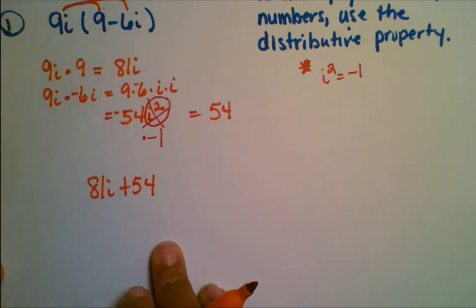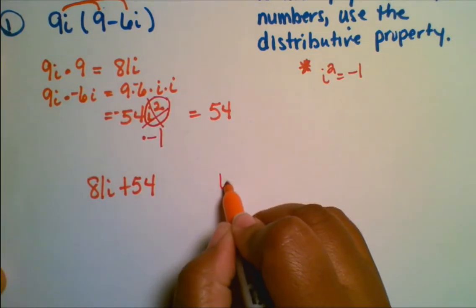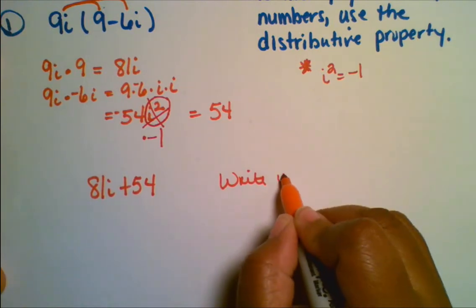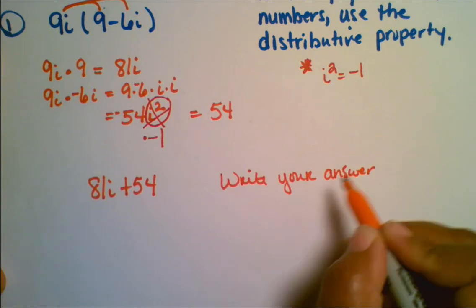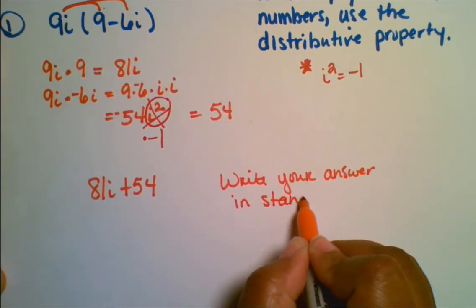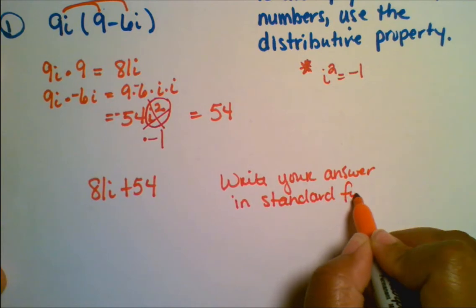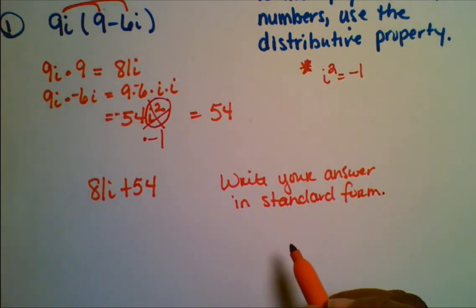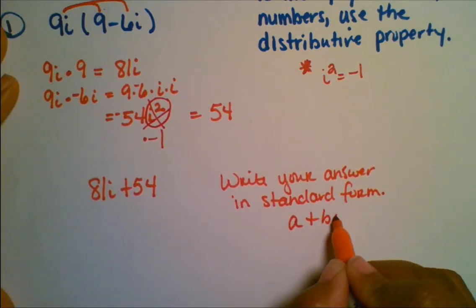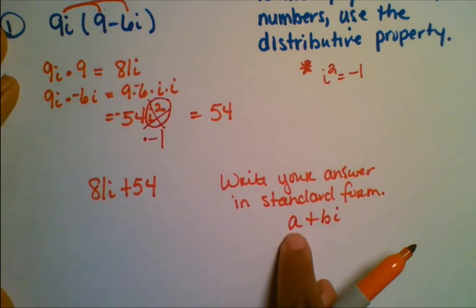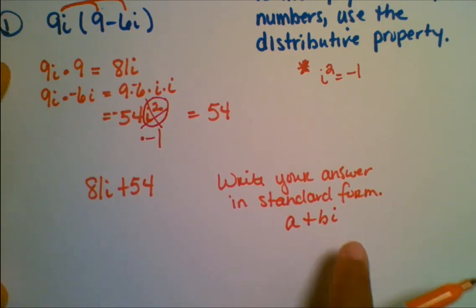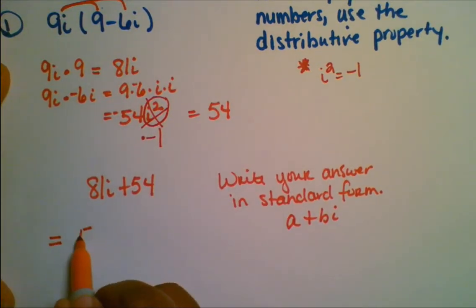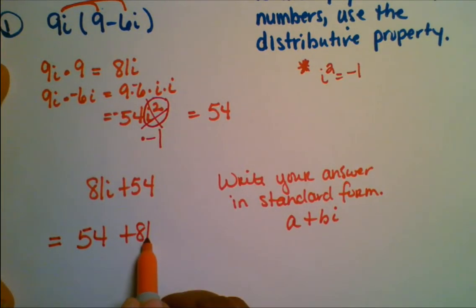And that is our solution, but we want to make sure we write our answer in standard form. Our math software that we're using will tell you to write your answer in this form: the real number part first, the imaginary part second. So in standard form, this becomes 54 plus 81i.